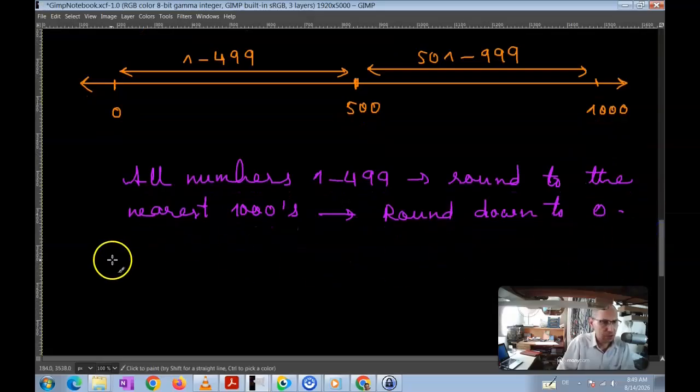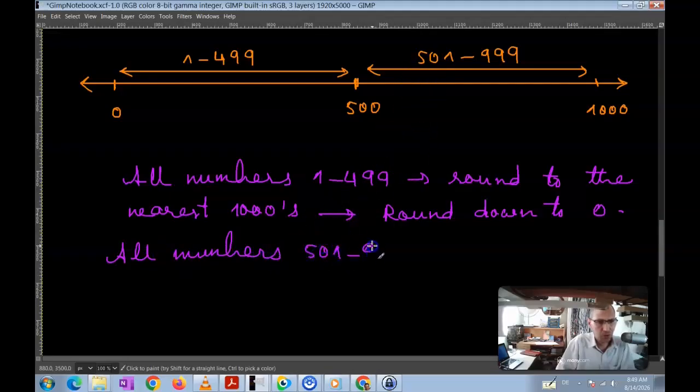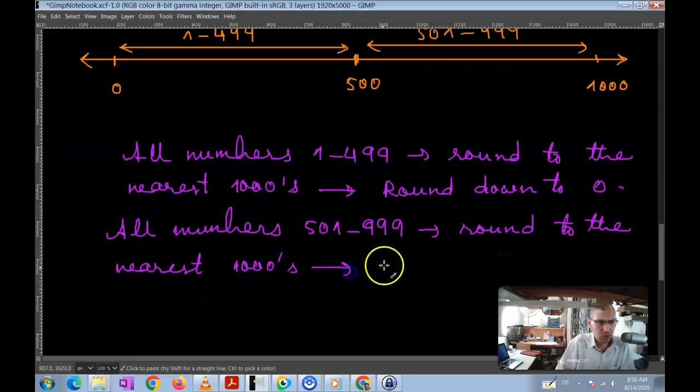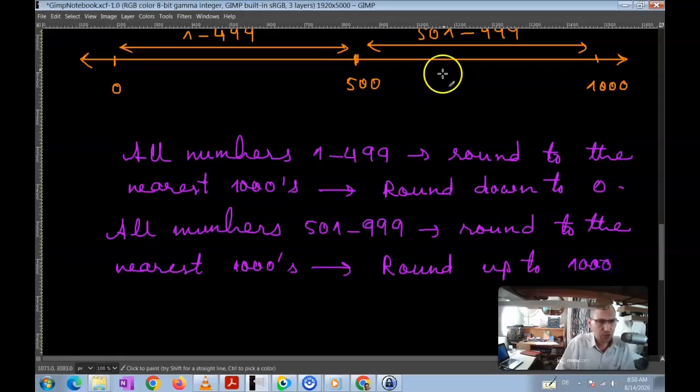And then again, all numbers 501 through 999, when you want to round them to the nearest thousands, since they are all closer to the 1,000, you would round up to 1,000. Now let me show you one of these.